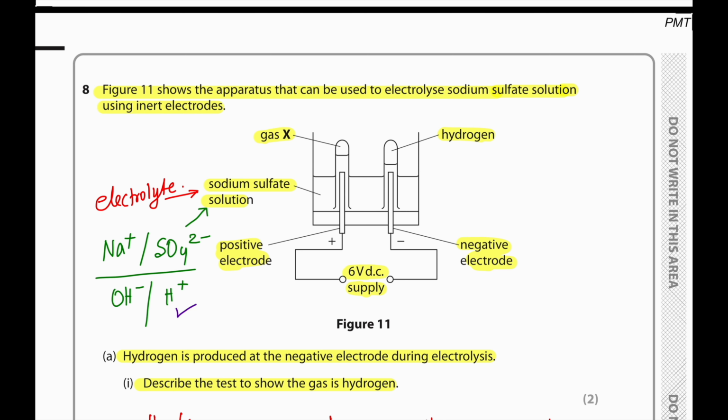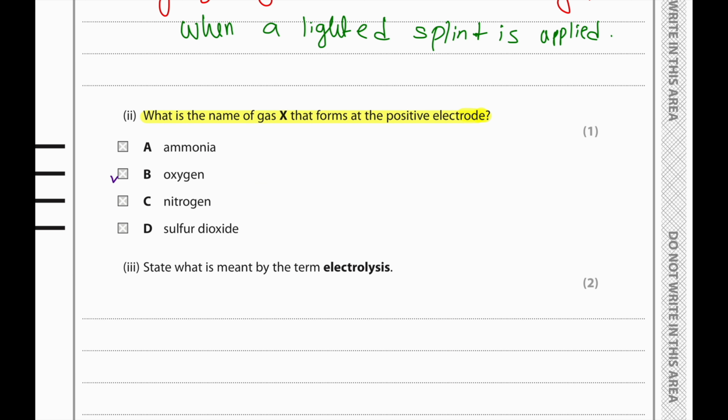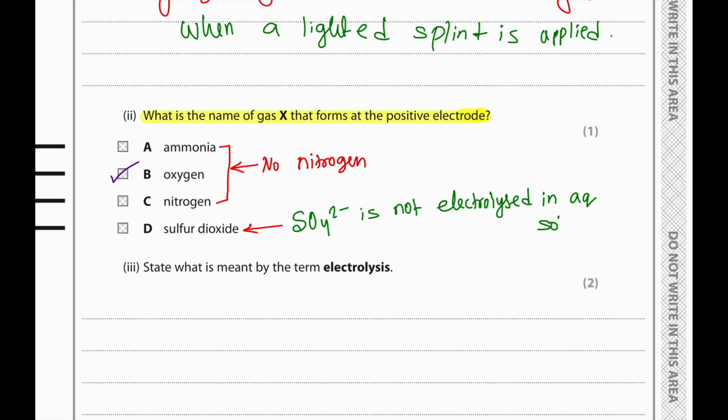Now, hydrogen ions are released at the negative electrode in the form of hydrogen. So hydroxide will be electrolyzed at the positive electrode, which will be released as oxygen. Sulfate cannot be released from an aqueous solution. So the gas is oxygen. The other answers are not correct because the solution does not contain any nitrogen, and sulfate does not get released from aqueous solution. So we'll say sulfate is not electrolyzed in aqueous solution.